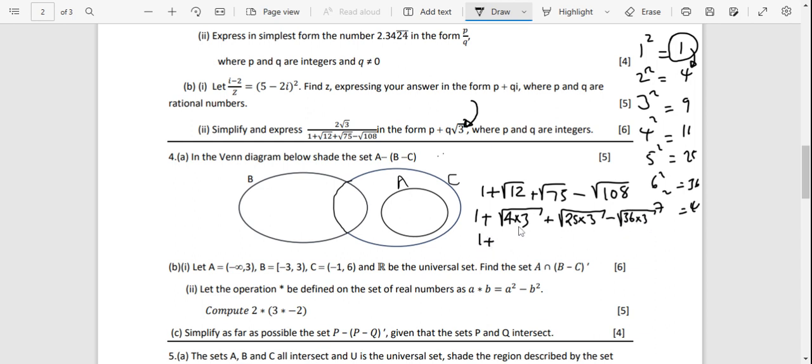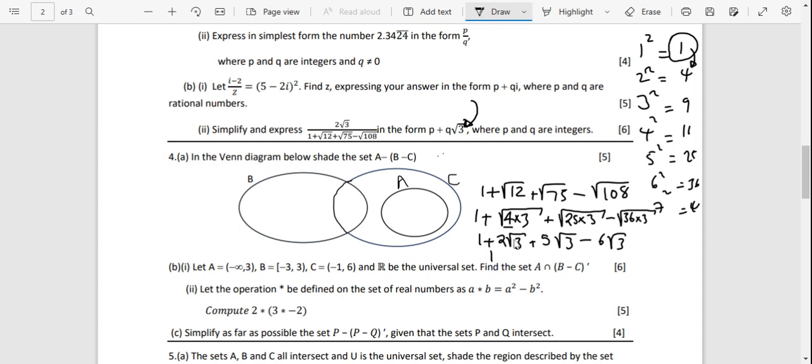So this will be 1 plus. Now square root of 4 is a 2. So it becomes 2, and then we have a square root of 3 that has remained. Square root of 25 is a 5. So that would be 5. We have a square root of 3 that has remained. Square root of 36 is a 6. So that would be 6. We've got a square root of 3 that has remained. So this will give us 1.